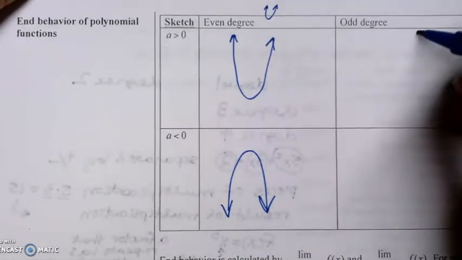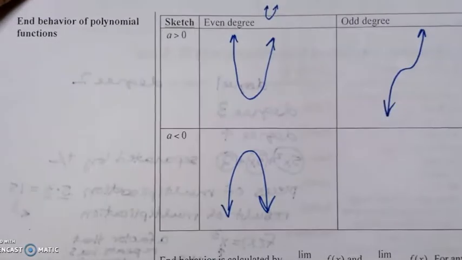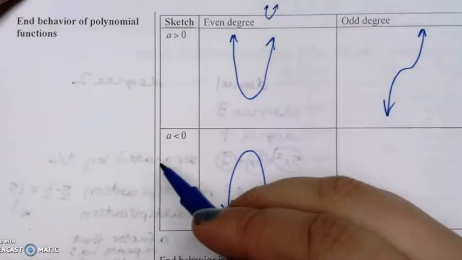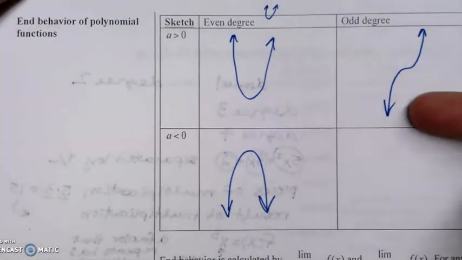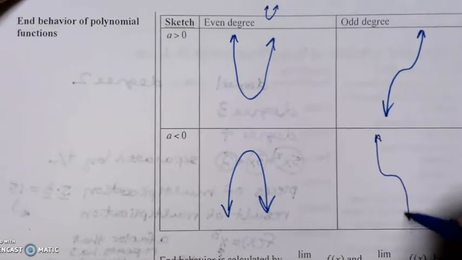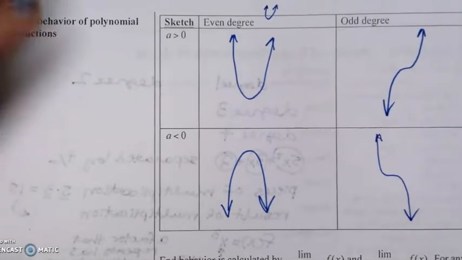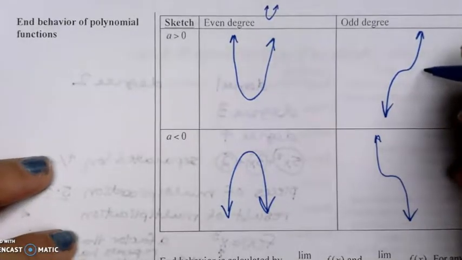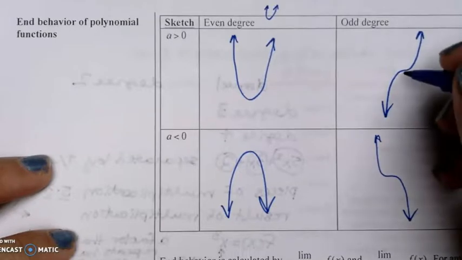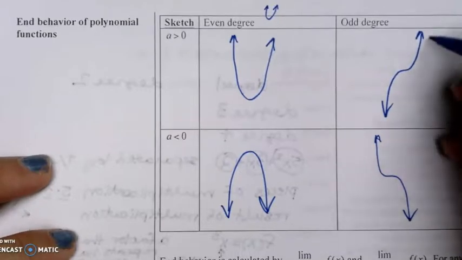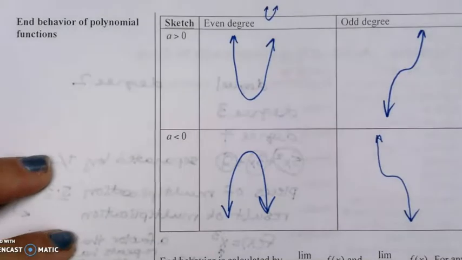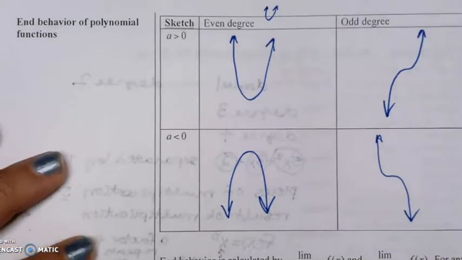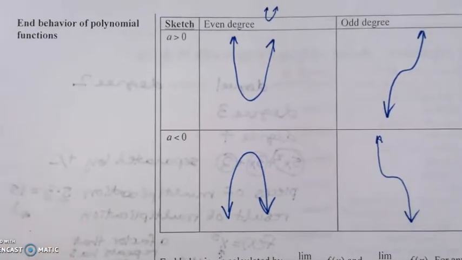For an odd degree, I have something like x cubed. For a negative coefficient, this flips. So we have something like this. Okay, and how we can write that is that as x increases, so as we go to the right, y is going up. So I can say as x increases towards infinity, y also increases towards infinity. And we have limit notation that can help us write this as well.